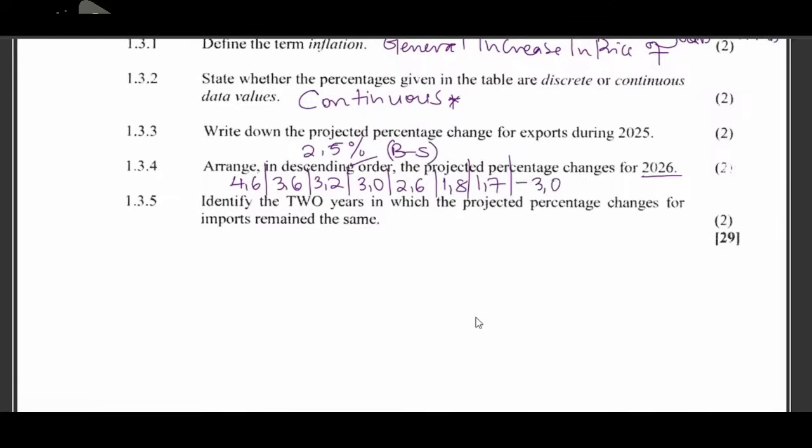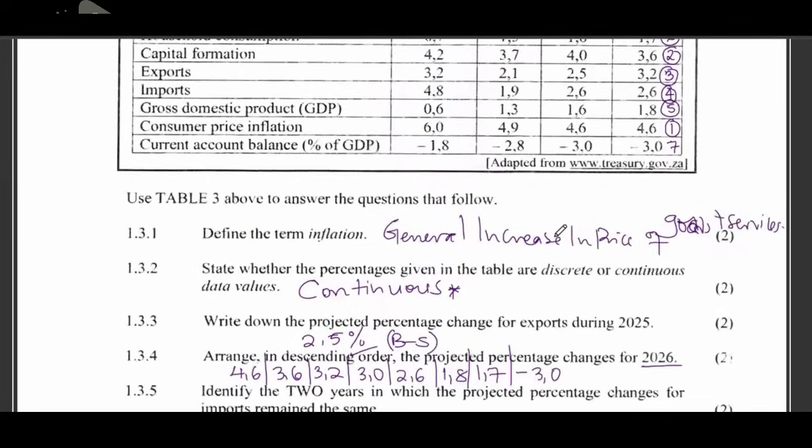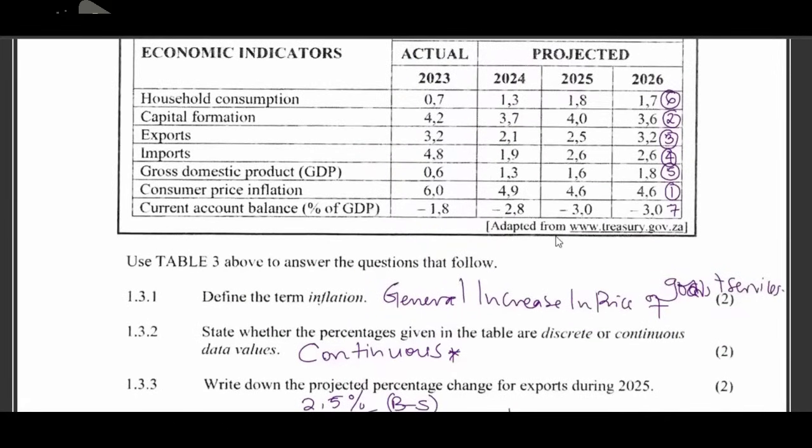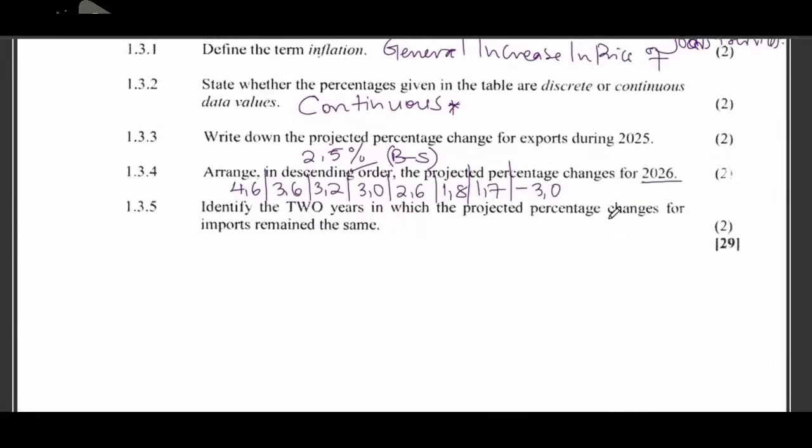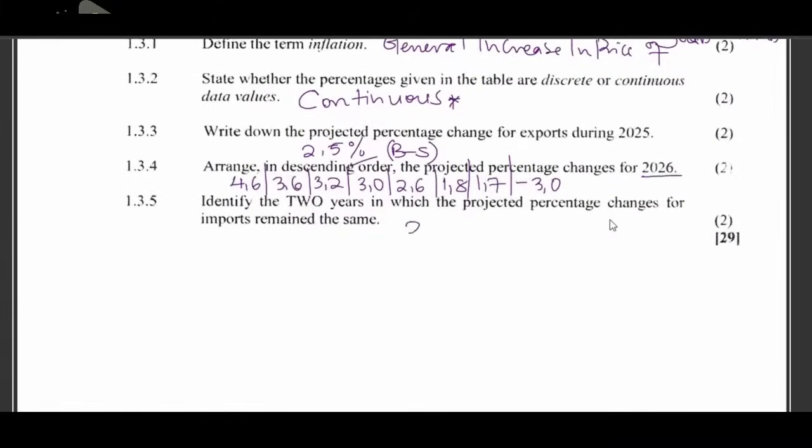Identify 2 years in which the projected percentage change for inputs remained the same. Here we are. Inputs remained the same. We have this and this. You see? So the years are 2025 and 2026. That's talking about this, and those are the 2 years. This brings us to the end of question number 1.